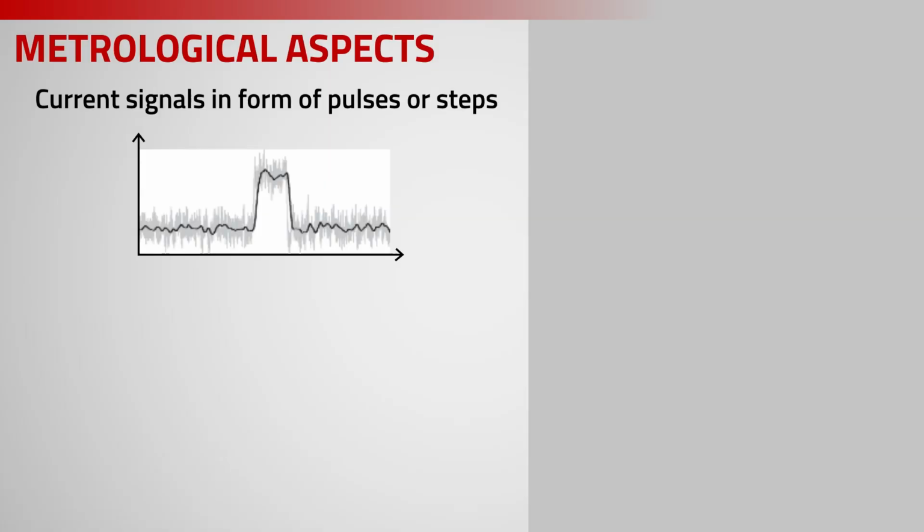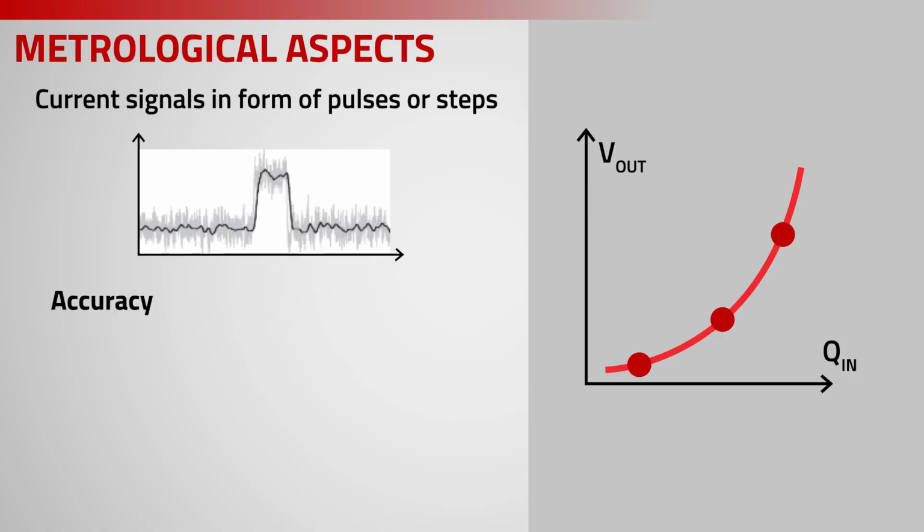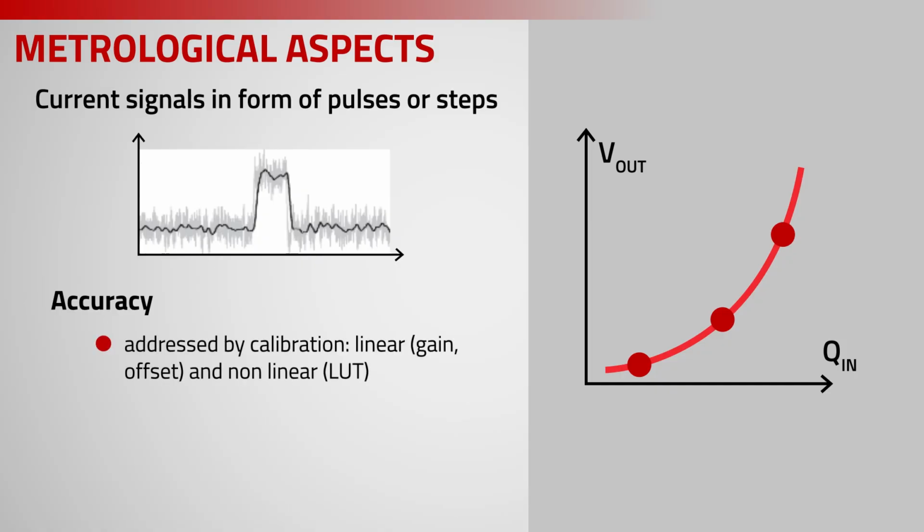Now let's focus on the metrological aspects of this instrument. Typically, these current signals come in form of pulses or steps, and we want to identify the amplitude or area of these pulses, which corresponds to the charge of these events. The two main metrological properties are accuracy and resolution. Accuracy is typically addressed by means of calibration, which can be linear, simply adjusting gain and offset, or nonlinear, using typically higher order polynomial or lookup tables.